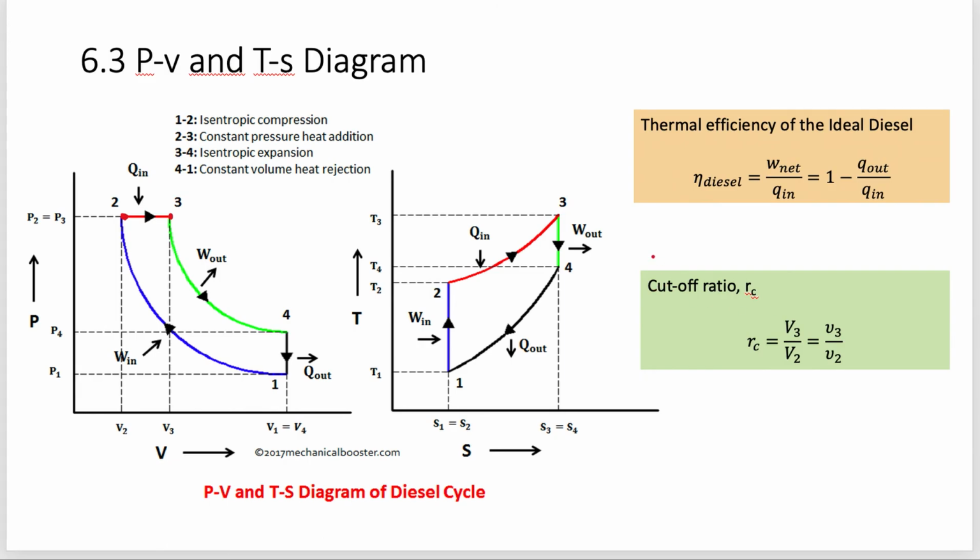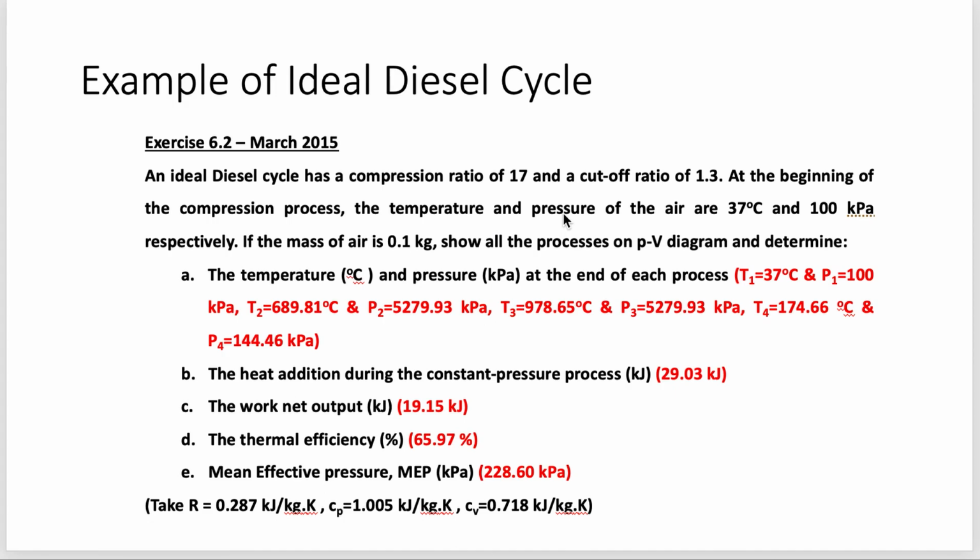And at the TS diagram, we can see that the maximum temperature, or the highest temperature, is at state 3, which is at the constant pressure heat addition. Okay, this is an example of an ideal cycle, and I will solve this question in another video clip.